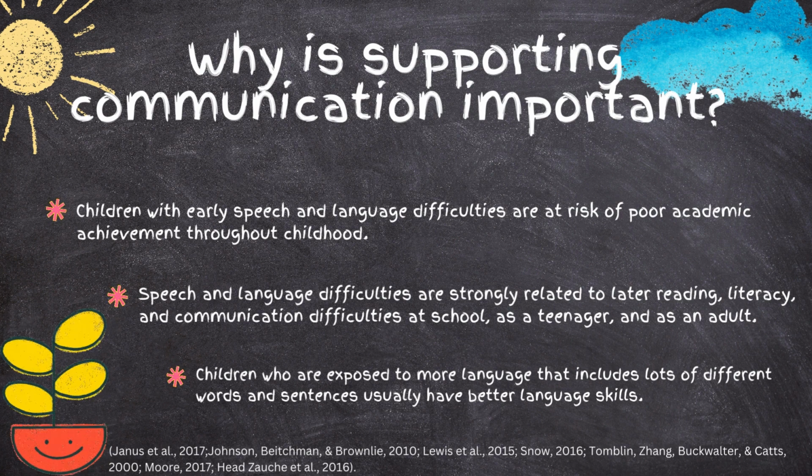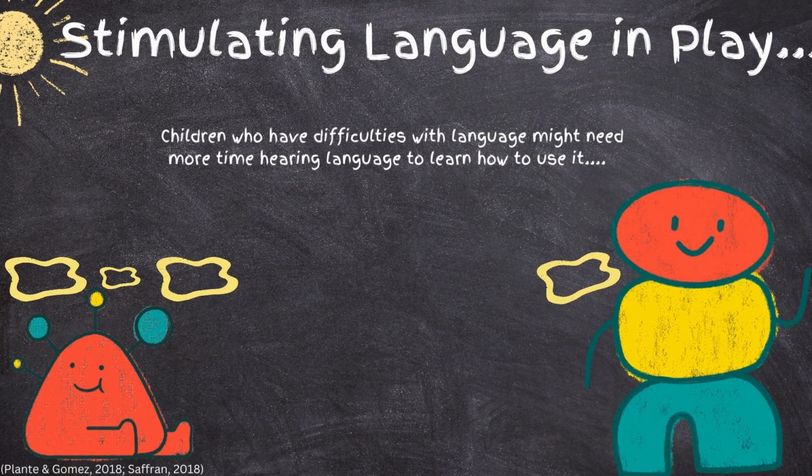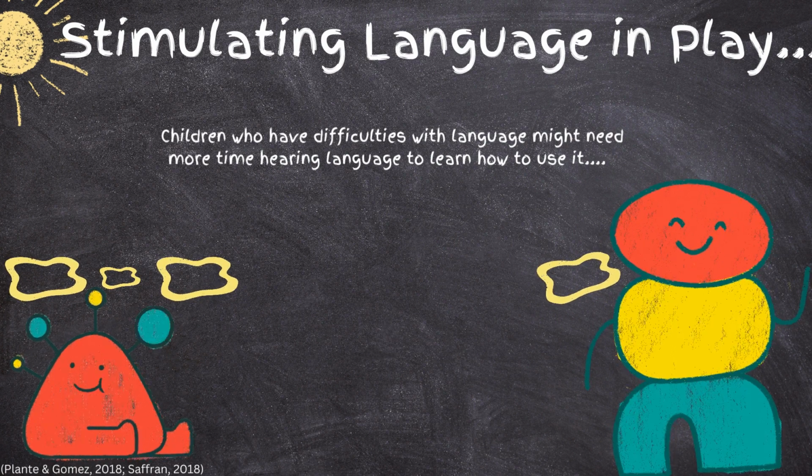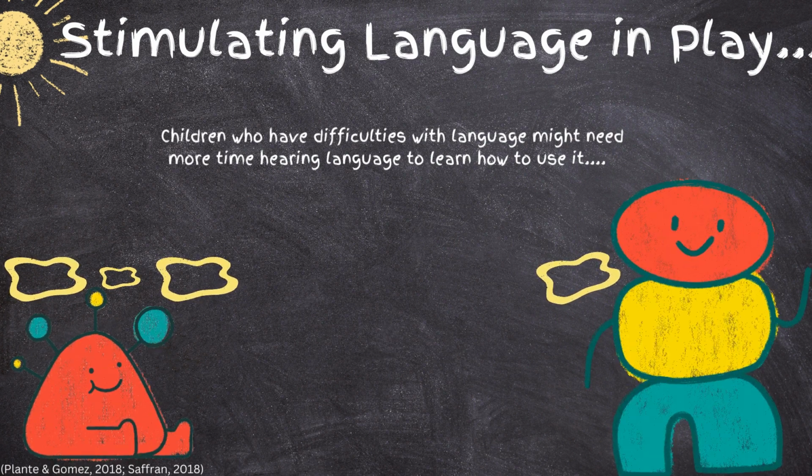Language stimulation, which is a term for encouraging language, is very important in early language development. By changing a child's environment, the way they learn language can be improved. This will ensure a stronger foundation for more higher level language learning in later years. One thing that can be done to help is to stimulate language during play using a range of strategies. Children who are exposed to a lot of language that includes a variety of words and sentences tend to have stronger language skills, since this provides them with more opportunities to find the patterns in the language that they hear. Children who have difficulties with language might need more time hearing language to learn how to use it. Here are some things that you can try.